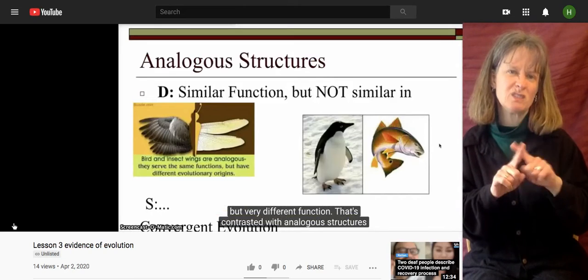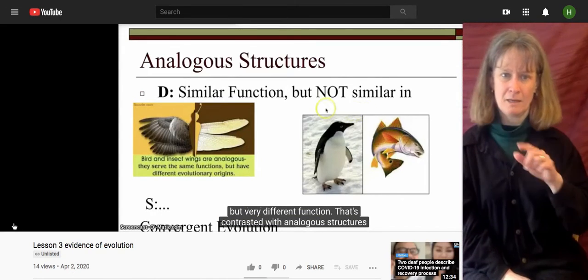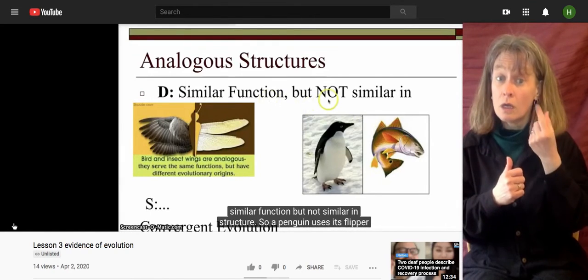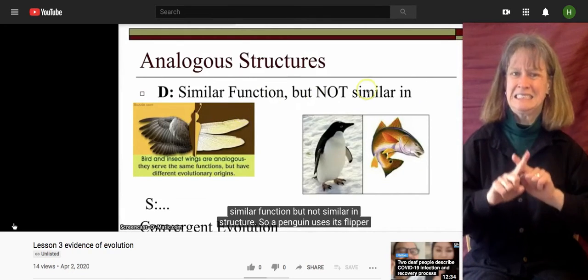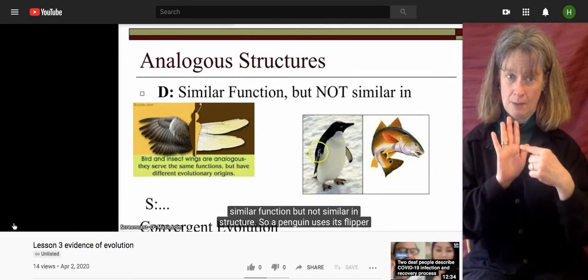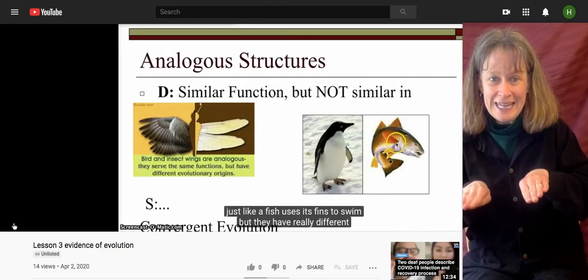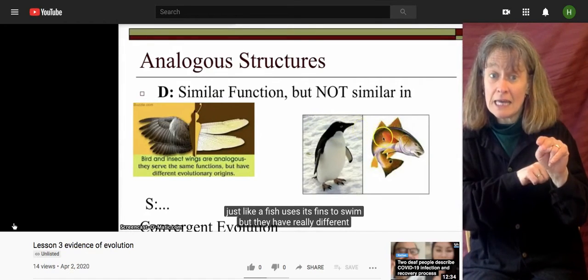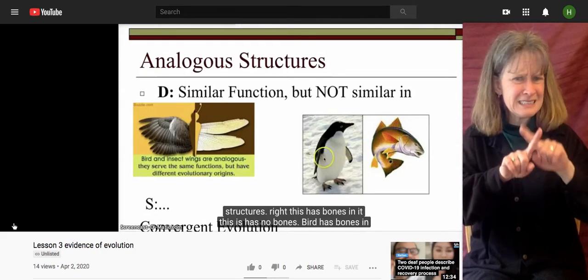That's contrasted with analogous structures, similar function, but not similar in structure. So a penguin uses its flippers to swim. A fish uses its fins to swim, but they have really different structures, right?